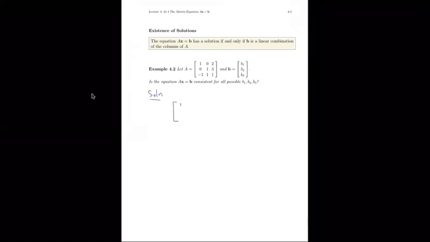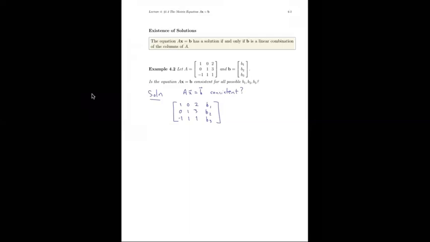Let's write the augmented matrix: 1, 0, 2, B1; 0, 1, 3, B2; negative 1, 1, 1, B3. Now, why have I written the augmented matrix? Well, it's because I'm thinking about AX equals B. What we're concerned about is whether or not this is consistent. In other words, does it have one or more solutions? Is it not inconsistent? That's just the other way to think about it.